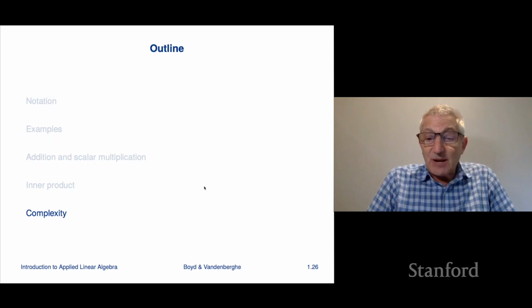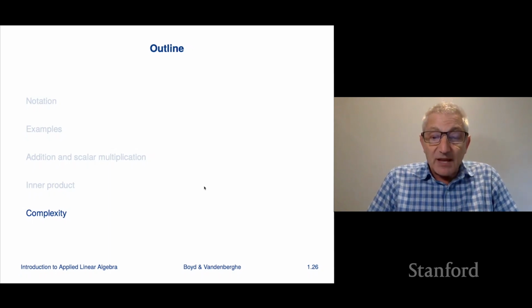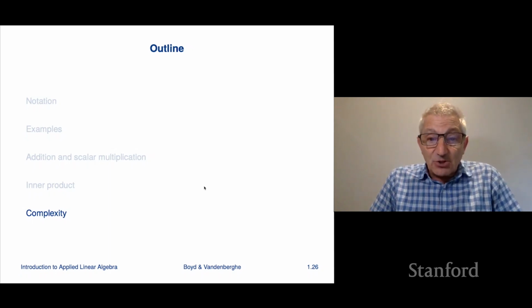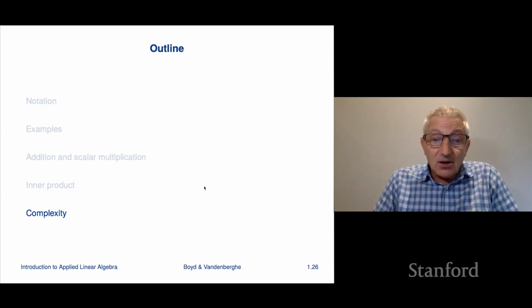Our last topic for chapter 1 is complexity. It's a very rough measure of how long it takes on a computer to carry out a certain operation. It's something we'll be talking about throughout the course.